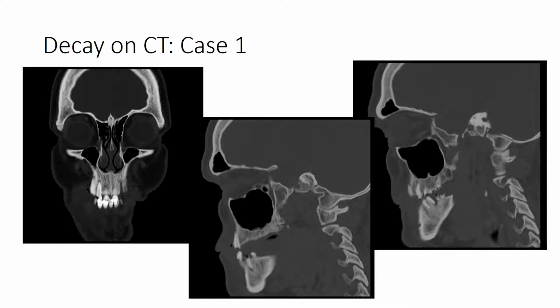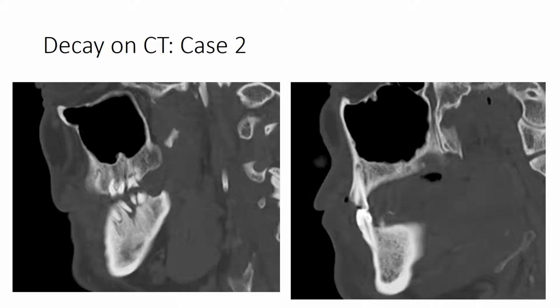Here is a patient with multiple decayed teeth. Note the loss of coronal tooth structure and periapical radiolucencies. Here's another example of decay on CT. Again, note the large amount of coronal tooth structure loss, as well as the periapical radiolucencies.